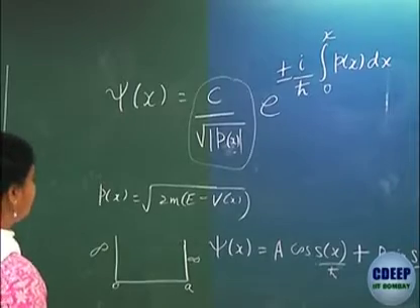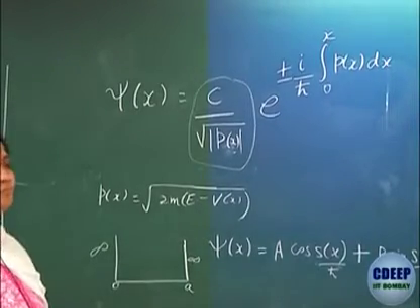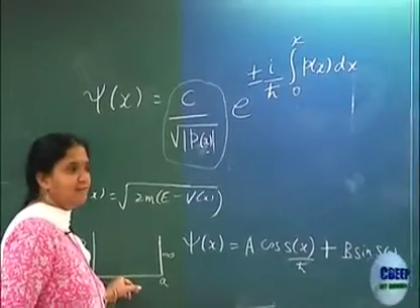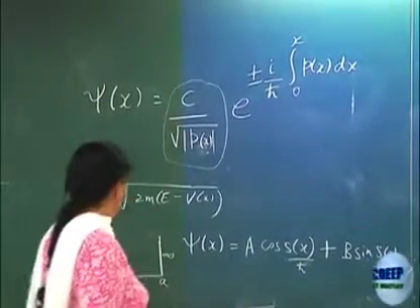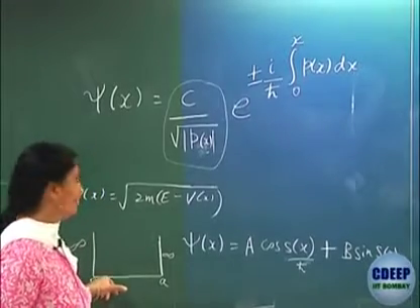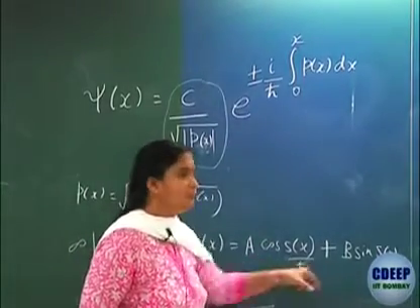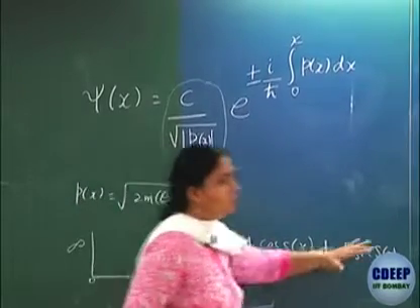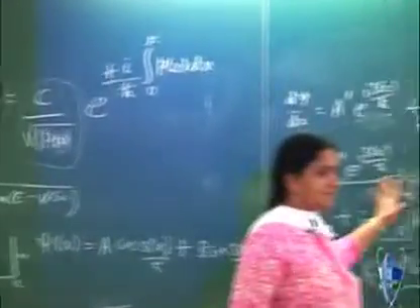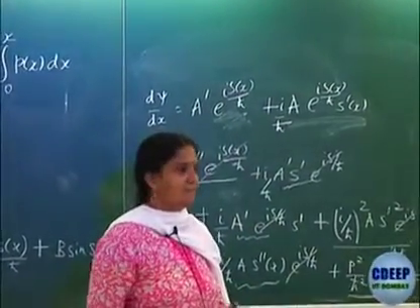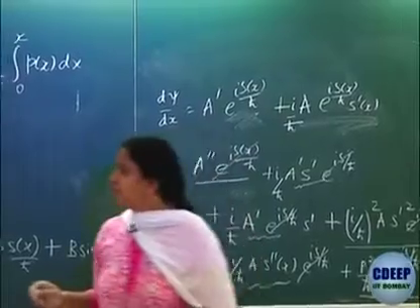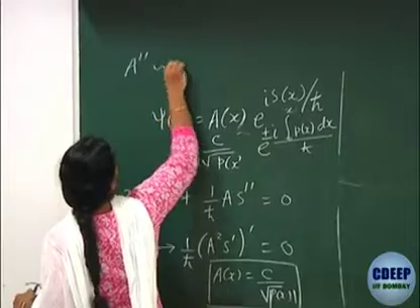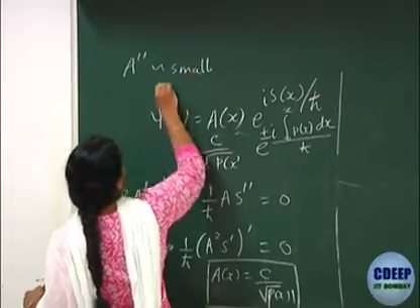And then what do I have to do? Use the fact that at x equal to 0, the wave function should vanish. Okay, at x equal to 0, the wave function should vanish, and you can try and put one of those coefficients to be 0. So, we will do this problem tomorrow, and then we will also do Gamow's theory of alpha decay, and then we will continue with why my approximation A double prime is taken to be small is allowed.